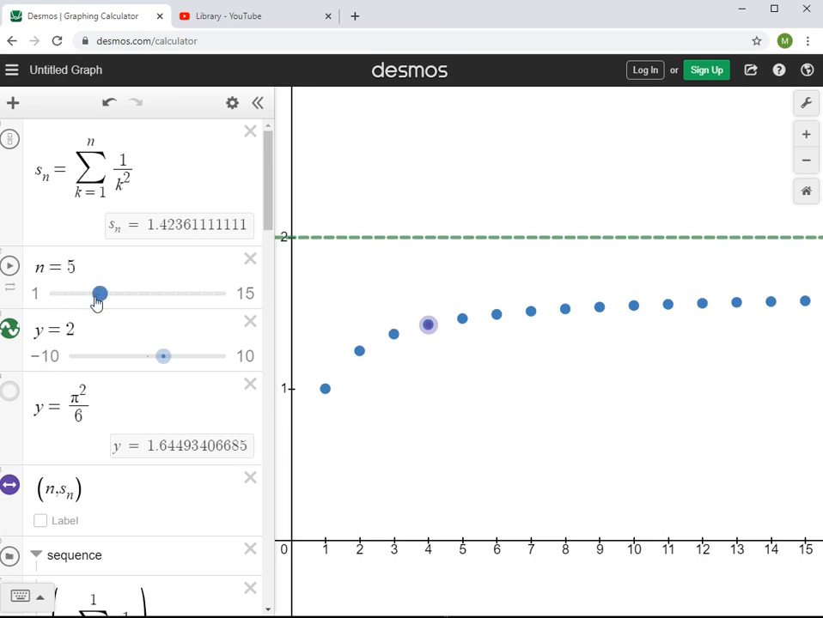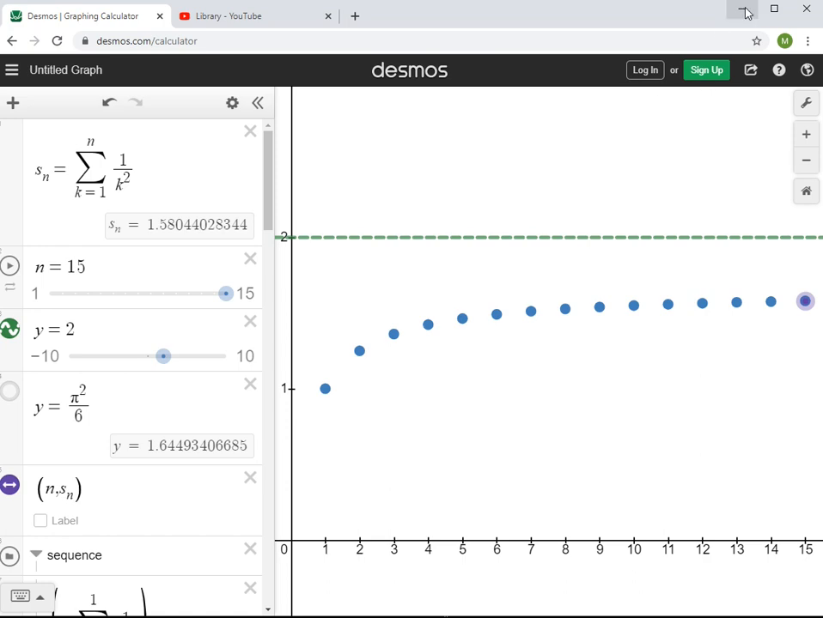Note, as I increase n, these partial sums are going to increase. And that makes sense, right? Because as I increase n, I'm just adding on more positive terms. So the sequence S sub n is monotonically increasing.